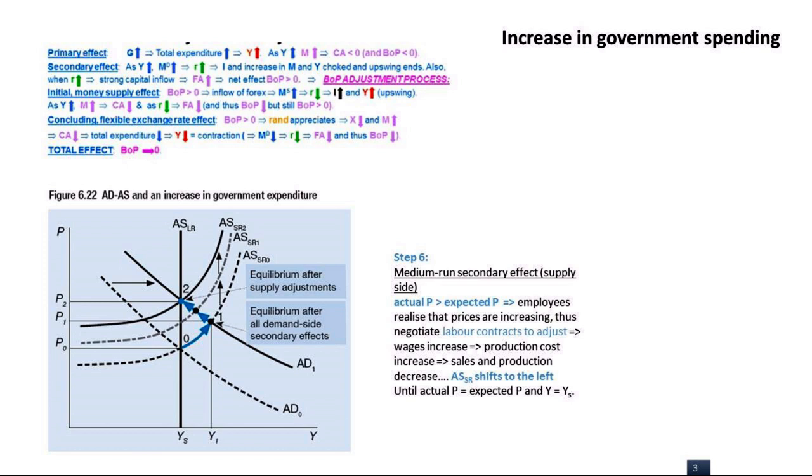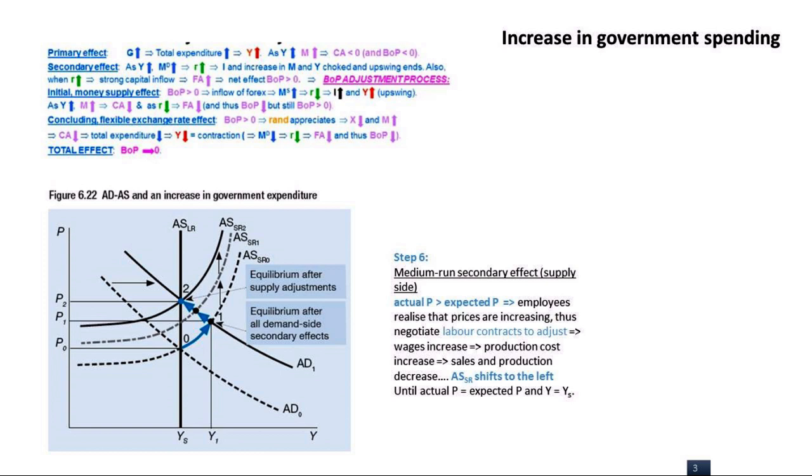What we add when we add it to the ADAS model is to say that at point 1, we know that there is a difference between the actual price P1 and the expected price P0 at which laborers set their labor contracts. They'll now realize that the price of goods and services have increased and they have fallen behind in real terms. They don't have the buying power that they thought they would have. This leads to wage claims, which increases production costs, and that moves the AS curve, the short run AS curve, to the left, to AS short run number 1.